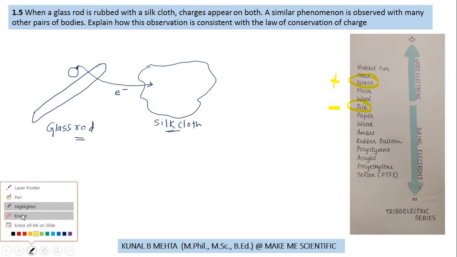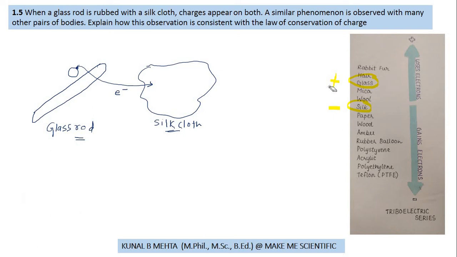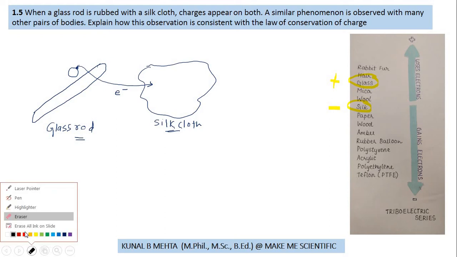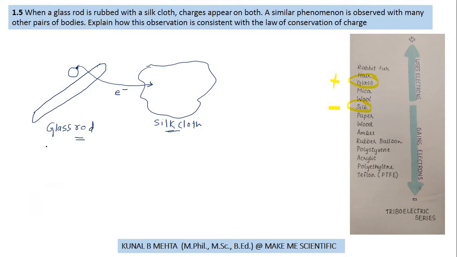Which means the glass rod has a tendency to lose electrons and become positive, and the silk cloth has the ability to accept the electrons. So if you are given any two objects, you just need to refer to the triboelectric series, and the one which is at the top loses electrons faster than the other one. As per the triboelectric series, the glass rod loses electrons faster compared to the silk cloth.